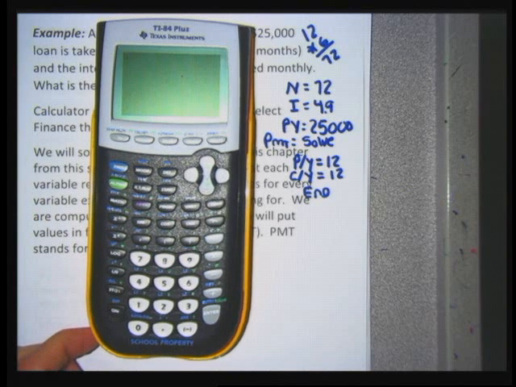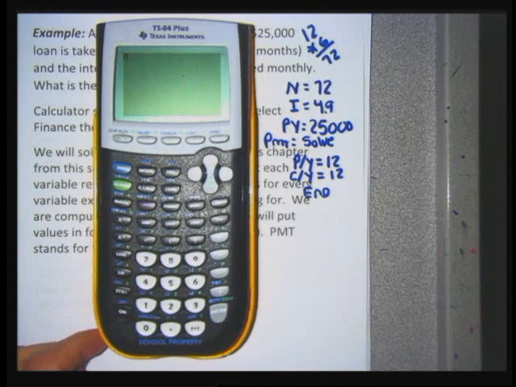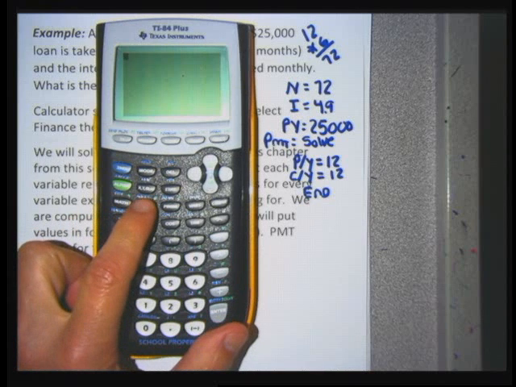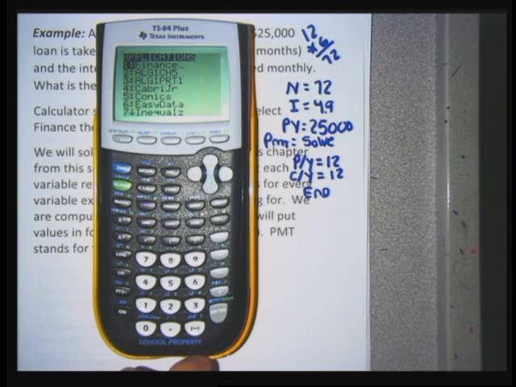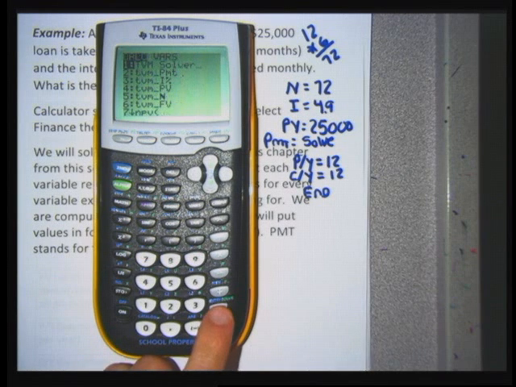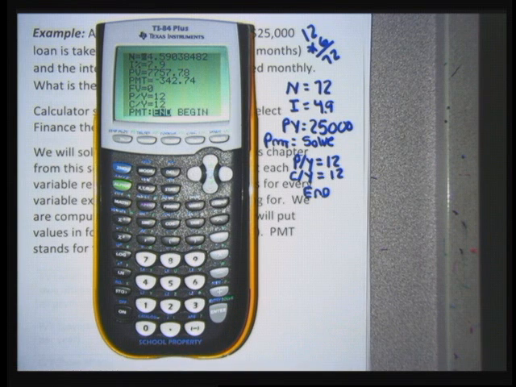To get to the screen that I need to compute a payment, I hit the apps button, which is this button that's kind of purplish, and then I hit enter on finance, and then I hit enter on TVM solver. And I'm just going to type over anything that's in my TVM solver already.